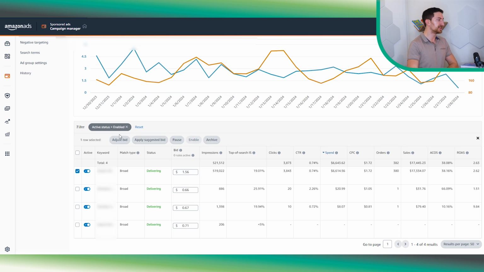So I will take this keyword, adjust the bid, decrease bid by, and here you select 10%. Or you can increase the bid by 10%.